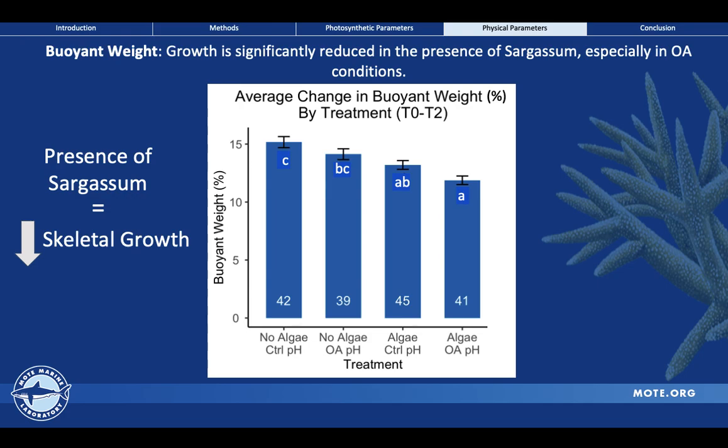As we shift to review the physiological parameters, it's important to remember that OA negatively affects A. cervicornis based on many previous studies. The bigger question is, how does the presence of sargassum in combination with acidification affect A. cervicornis? As you can see in this study, the OA condition slightly decreases buoyant weight, though insignificantly. But algae presence significantly reduces buoyant weight, especially in combination with OA.